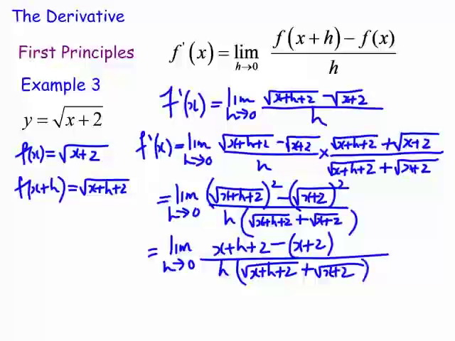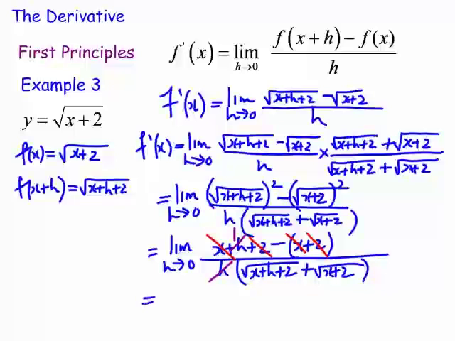Okay, so let's have a look at the top. What does the top do? There are a few things that cancel in the top. We've got an x and a minus x, a plus 2 and a minus 2. And then the h will cancel as well. This h will eventually cancel with that h, just leaving us with a 1 on the top. So let's have a look. What are we left with?